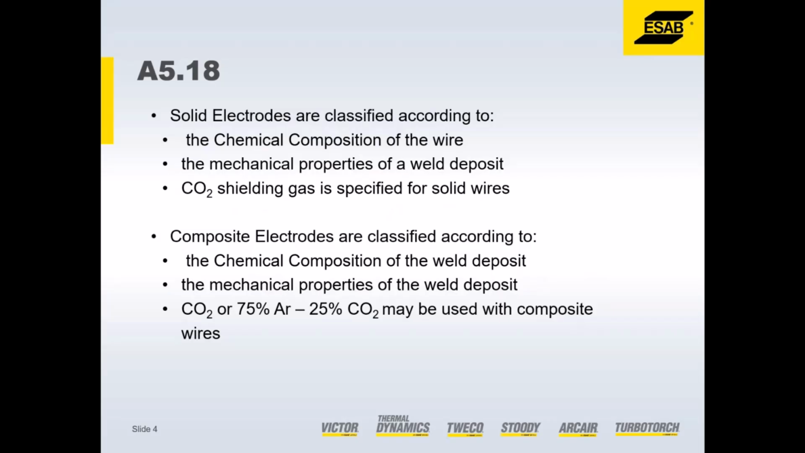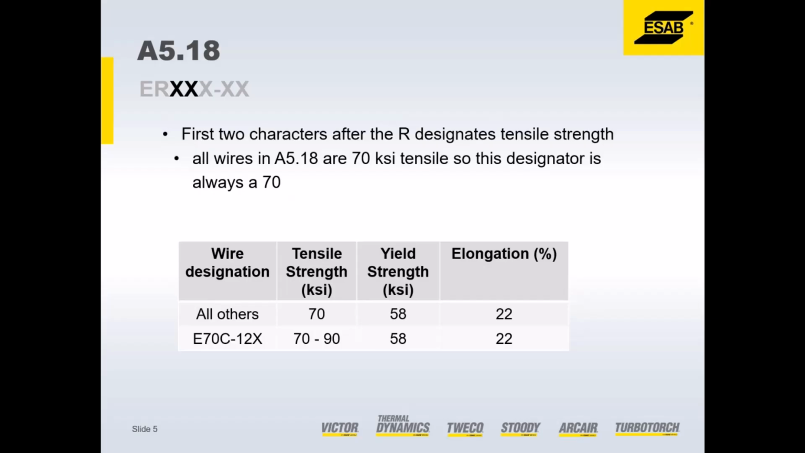So as I mentioned, A5.18 is for solid electrodes and metal core products. These are typically tested with CO2 shielding gas, and the metal core wires are tested with CO2 or 75/25. So the difference with this specification is we're not going to just have an E, but we're going to have an R. So the E stood for electrode with the stick specifications. With these wire specs, though, we're going to be able to use them as rods for TIG welding.